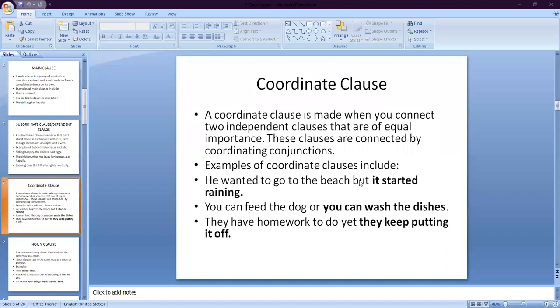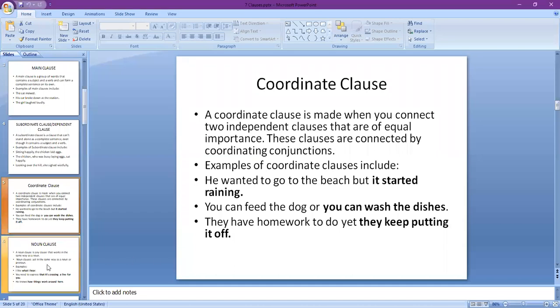He wanted to go to the beach is a perfect sentence. It started raining is also a perfect sentence. Both are joined by the word but, which is a conjunction. You can feed the dog or you can wash the dishes. They have homework to do, yet they keep putting it off.